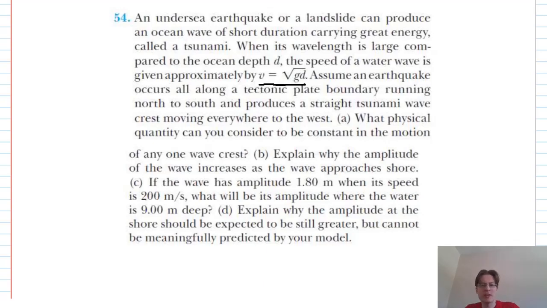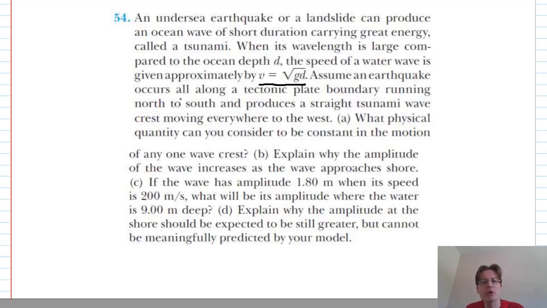So in the deep ocean, you can have some very long wavelength waves. They pile up on themselves as they approach the shore. We're supposed to understand how a tsunami forms, a huge amplitude wave, by considering this. So first, what physical quantity can you consider to be constant in the motion of the waves as they head toward shallow water? Well, really, I would say there are two.